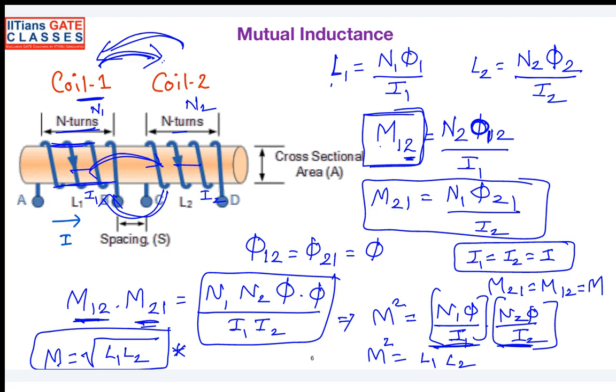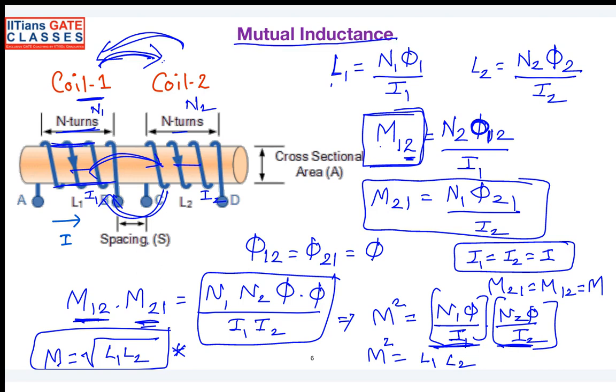And the rest of the things I don't want to discuss here because you are going to study them in your network theory. What will happen when two coils are connected in series? The equivalent will be L1 plus L2 plus 2M. That and all you will study in your networks. But here, the concept of mutual inductance you should be able to understand.